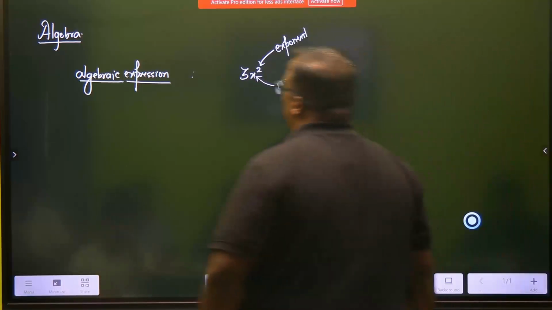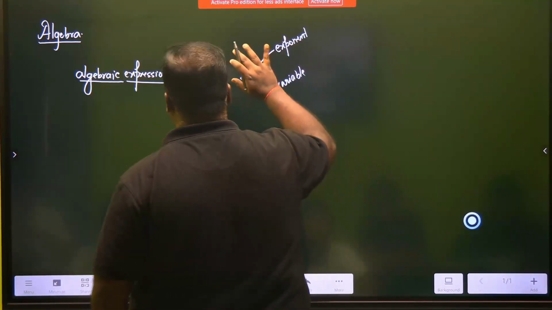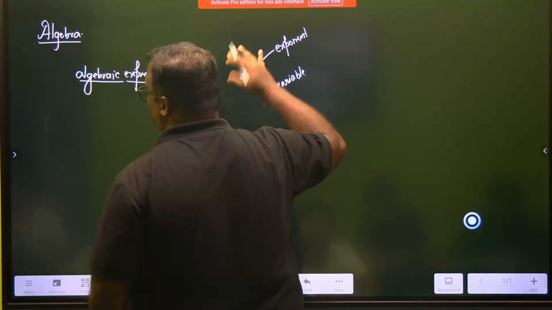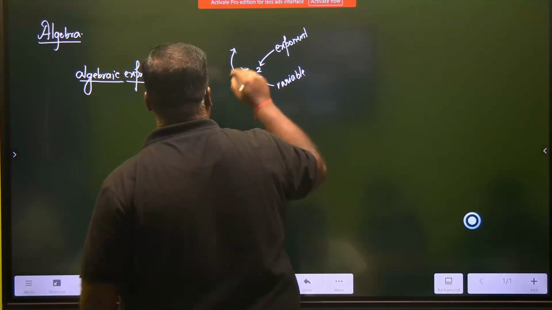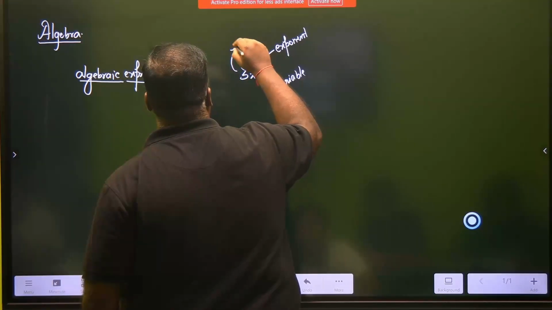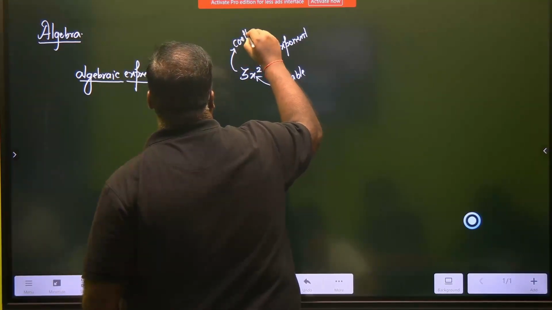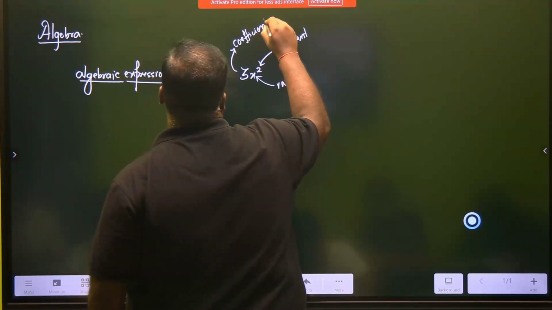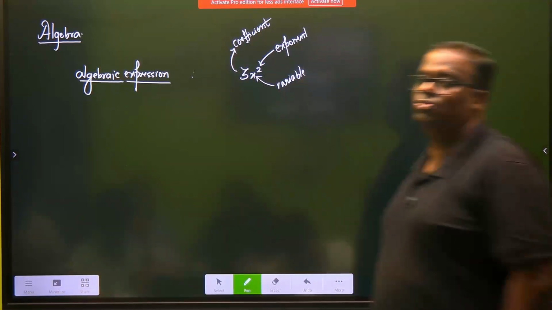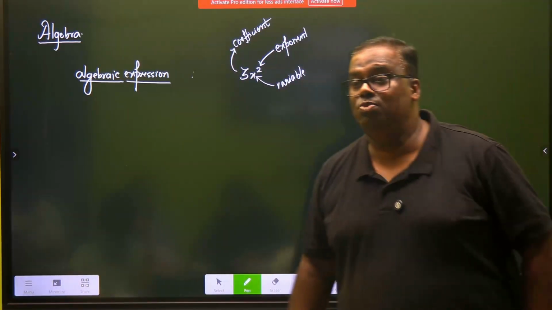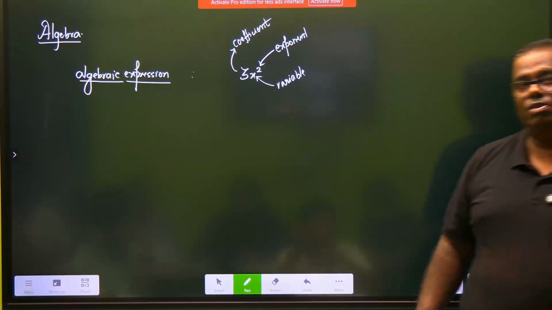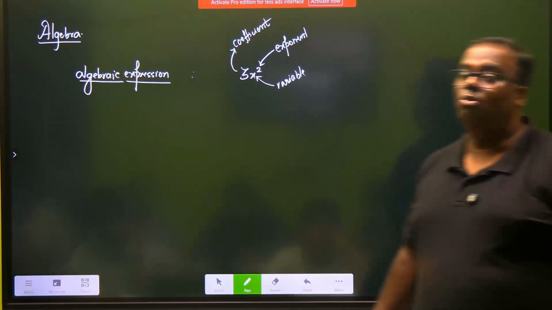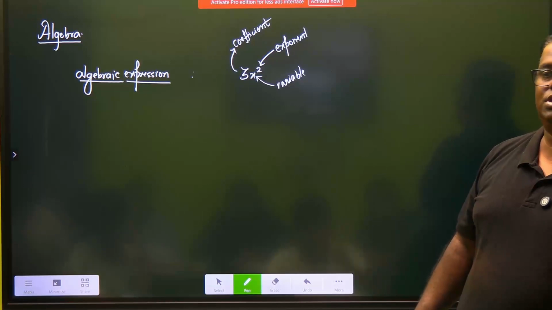Then we can also find in an algebraic expression, this is not that this is the only example. There can be many examples. You can find a number. The number along with its sign is known as the coefficient. So if 3x square is given to you and somebody tells you what is the coefficient, the coefficient is plus 3, right? Who is the variable? X is the variable. What is the power of the variable? 2 is the power of the variable.